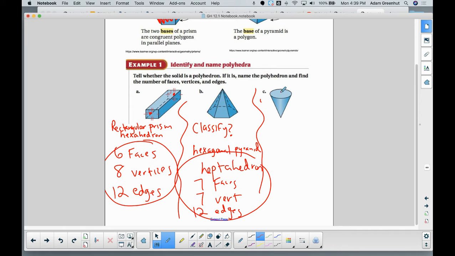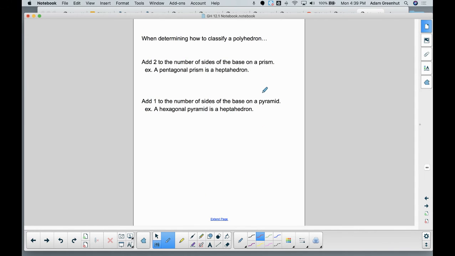And this, well, that's a cone, which is not a polyhedron at all. And the reason is because it's round. No rounded things for polyhedron. Just like no rounded things for polygons, no rounded things for polyhedra. That is not a polyhedron, but it is a cone.